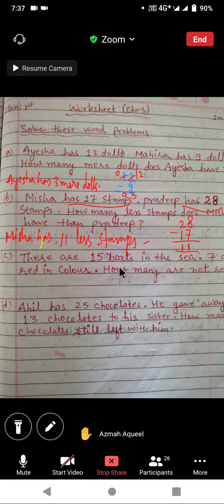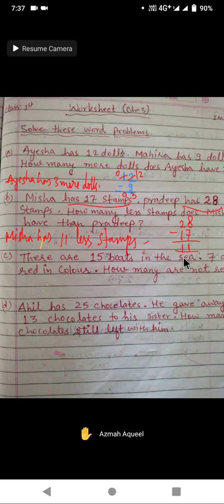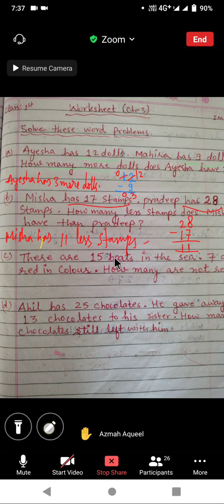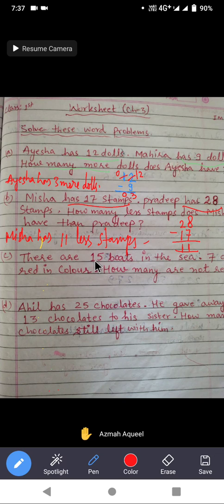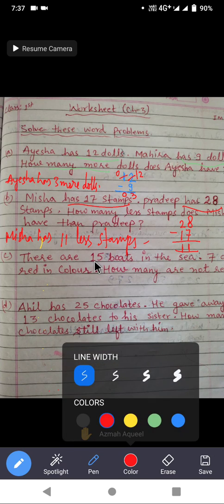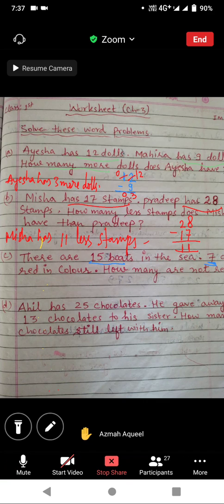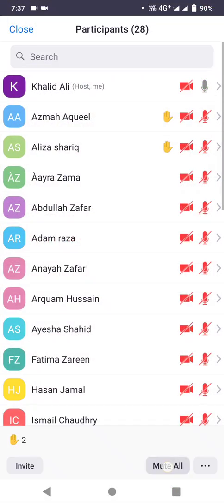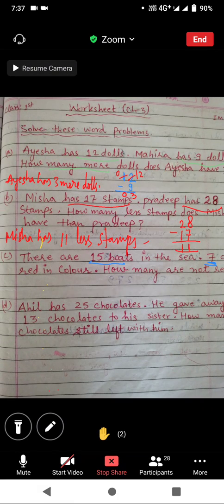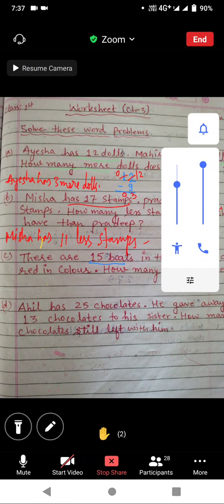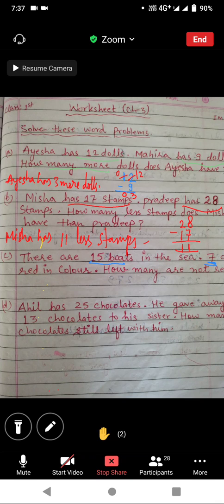In third part, there are 15 boats in the sea. 7 are red in color. Okay, so total 15 boats are here. Out of 15, how many boats are red in color? 7 boats. So how many are not red? So to find out how many are not red, what will we do? Subtraction or addition? Subtraction. Very good.